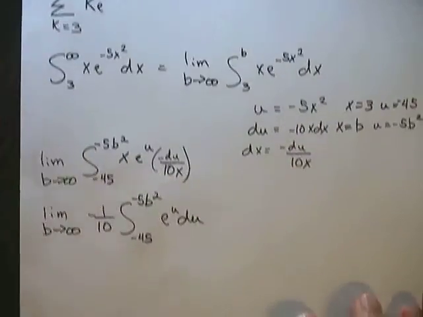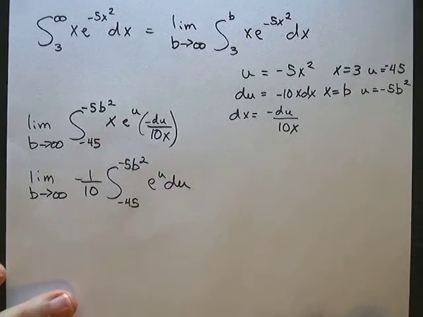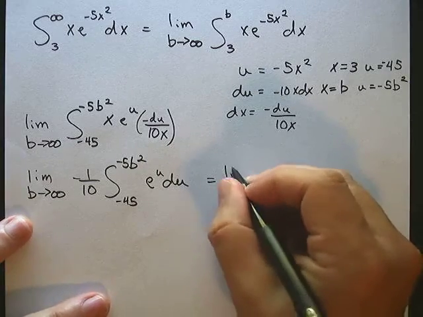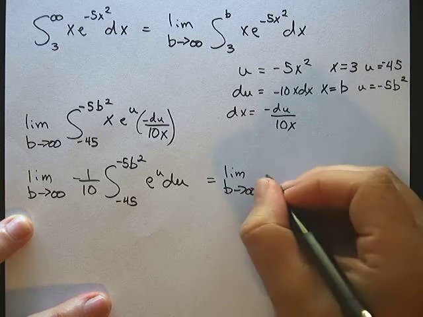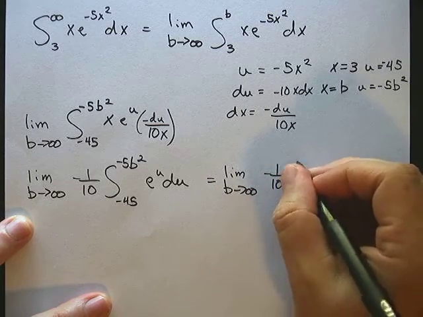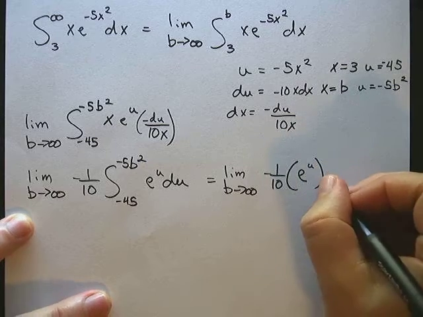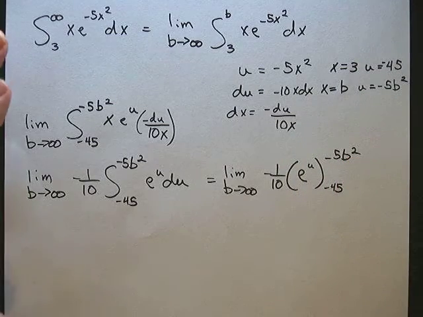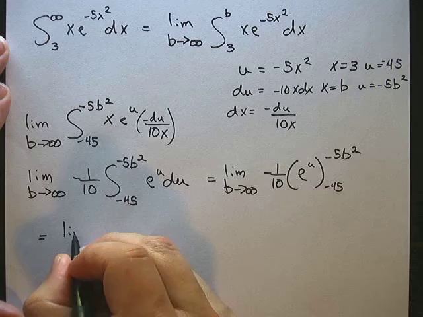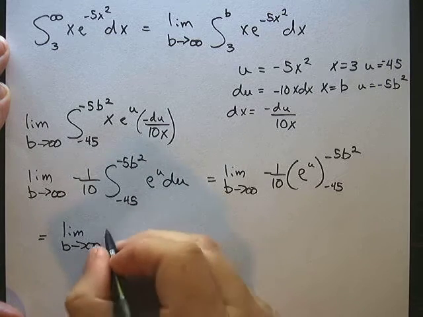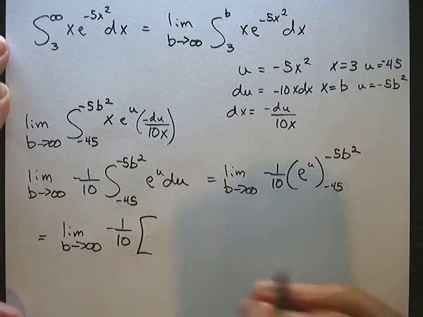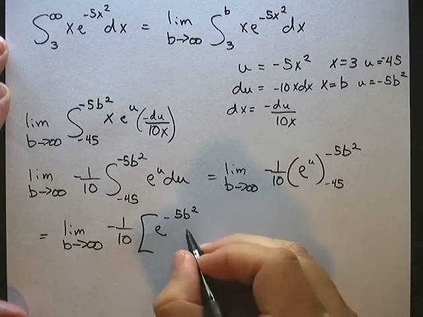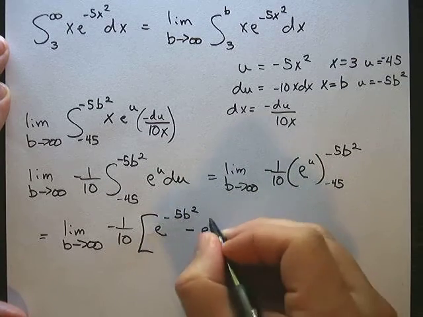So we do have it in the form that we want, which means that we can just write down the answer, because the answer is e to the u. Don't forget your negative 1/10. So we get the limit as b approaches infinity of negative 1/10 times e to the u evaluated from negative 45 to negative 5b squared. Let's evaluate that limit. Here's my negative 1/10 on the outside, and on the inside I'll have e to the negative 5b squared, minus the lower limit, which is e to the negative 45.